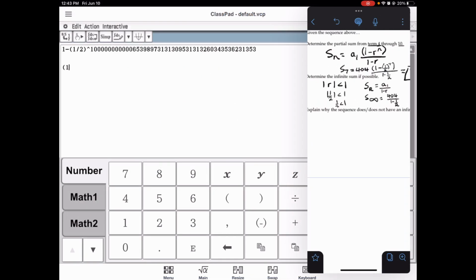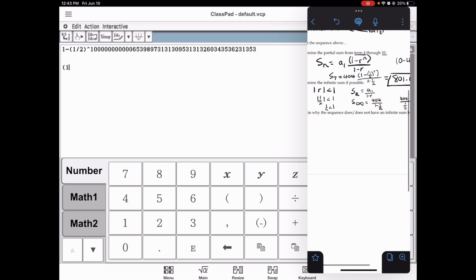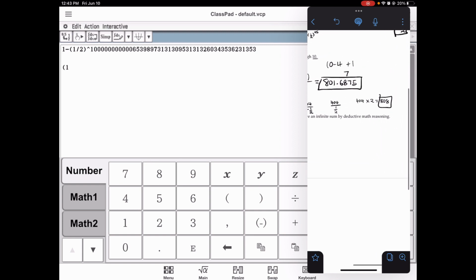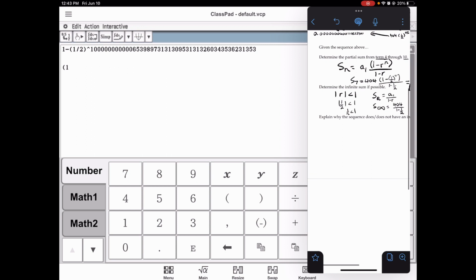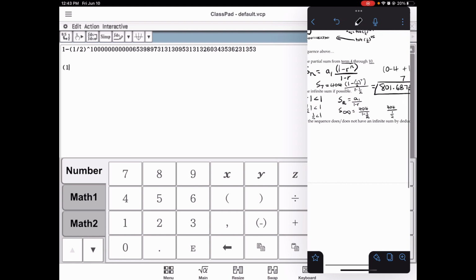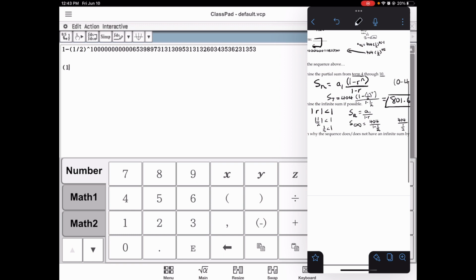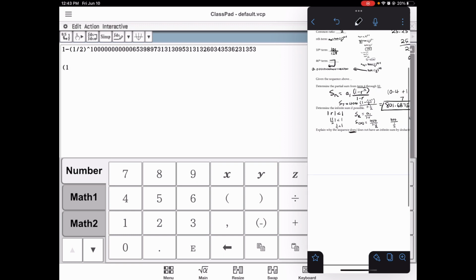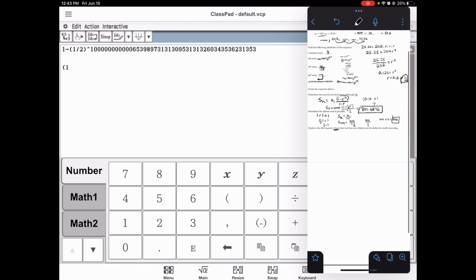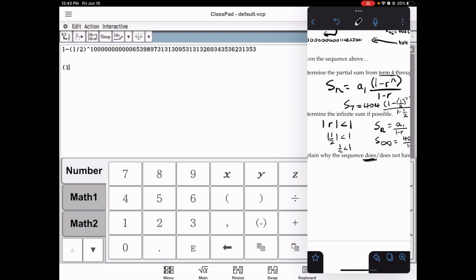Okay, so the next question says, explain why the sequence does or does not have an infinite sum by deductive math reasoning. So I had to download a calculator app for this to actually show you what I mean. So we know that it absolutely does have an infinite sum, because we just found the infinite sum, because the absolute value of r is less than 1.